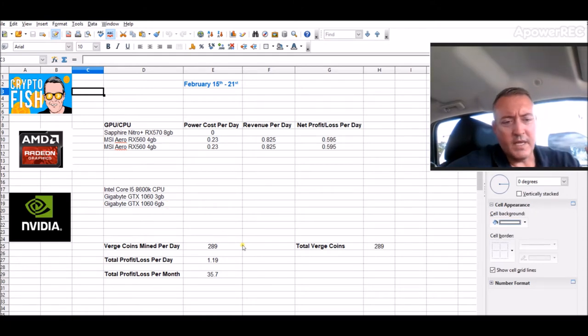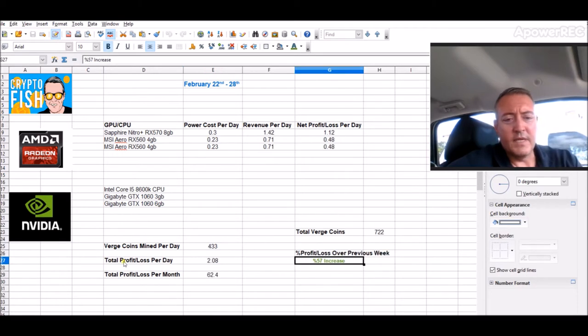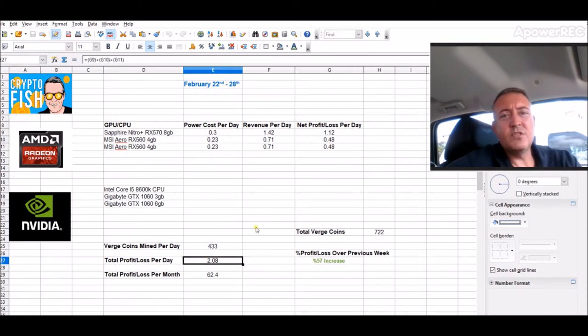So that first week, I started mining Verge, which of course now looking back was a mistake, but that's just the way it is. I was making $1.19 a day back in mid-February, all right? So moving on to week two, I bumped up to about $2.08 on average a day. Now this is according to the value of the coins I mined at that current time.